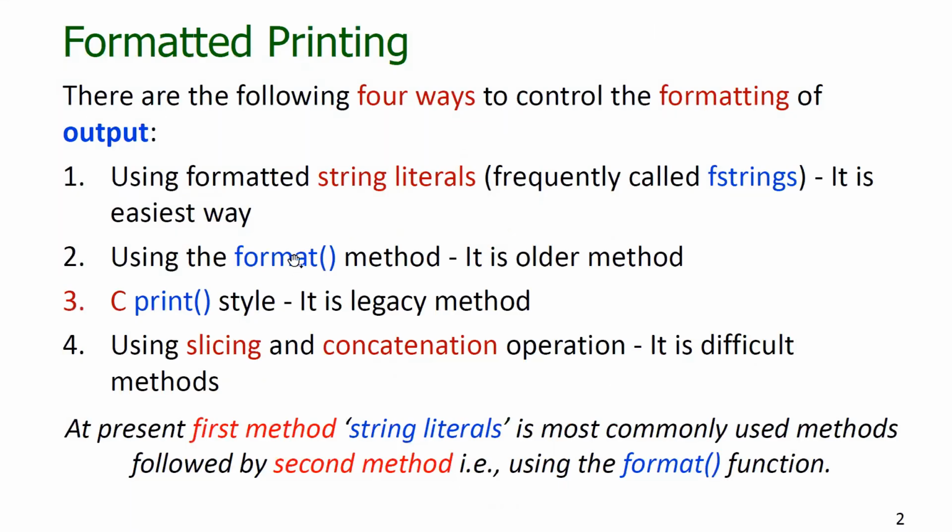Formatted printing. Actually, you want to print something on our screen. What will we use? We have to use the print function. In the print function, there are the following four ways to control the formatting of output. The first one is using formatted string literals. This is frequently called f-strings. It is the easiest way to use.